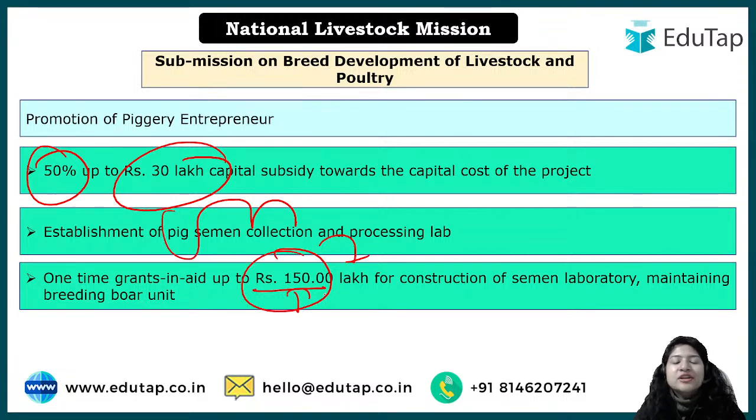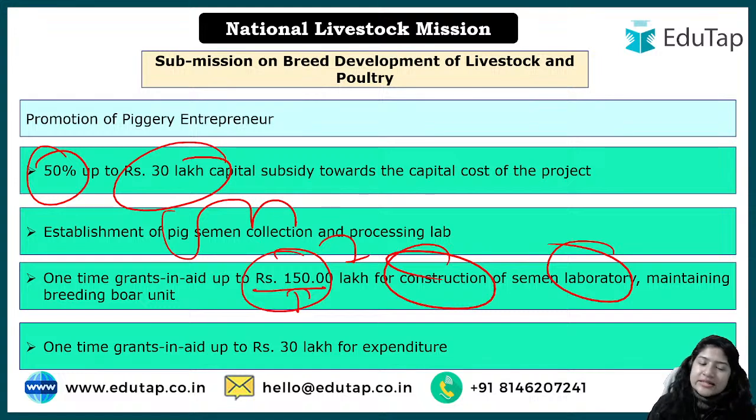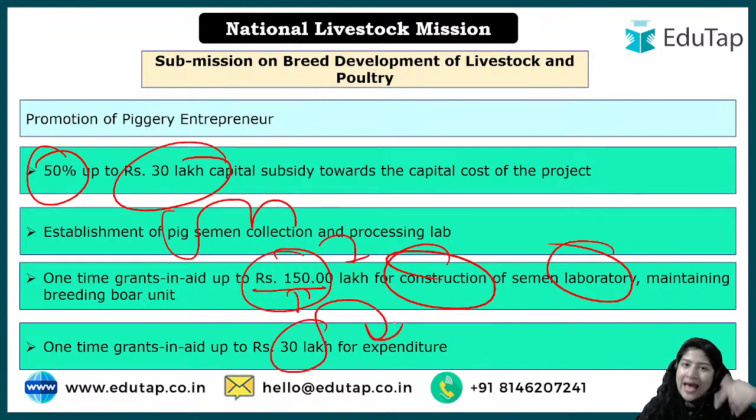So here for establishment, 150 lakh for the construction of the laboratories, ठीक है. For the construction of the laboratories and maintenance, 150 lakh in case of pigs, 400 lakh in case of small ruminants, ठीक है. And one time grant of 30 lakh is for other expenditure, ठीक है. I'll confirm and pin the comment, ठीक है. For the other expenditure, the consumables, chemicals, whatever is required, which we read in small ruminants also, here also 30 lakh will be provided.